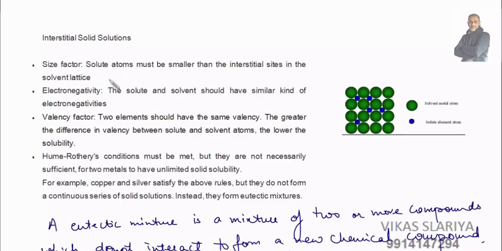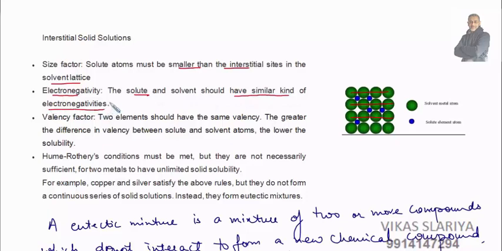So what are interstitial solid solutions? First of all, these green ones are retaining their own positions, but in between these spaces we have interstitial atoms which have entered into the structure. So size factor, what are the conditions for this? Solute atoms must be smaller than the interstitial sites in the solvent lattice. Means the blue colored solute atoms should have a smaller size than the interstitial space.